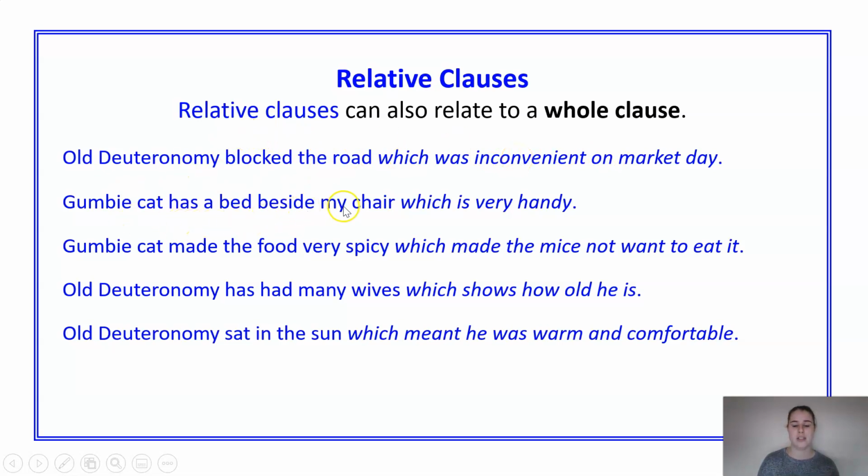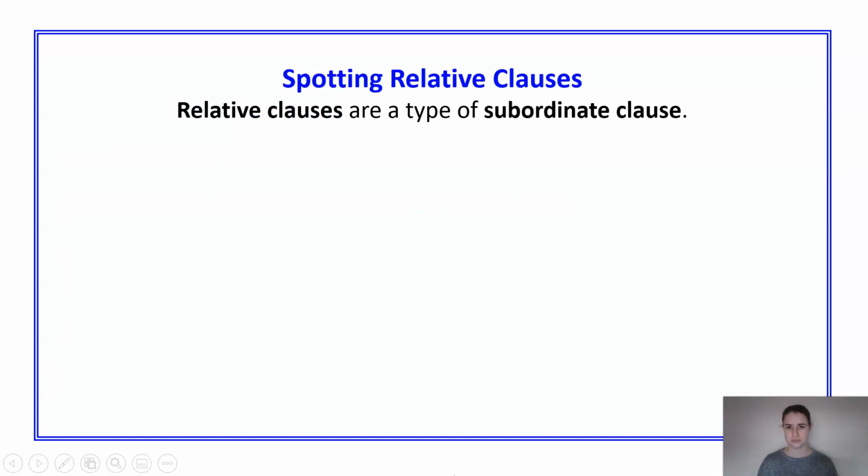Gumby Cat had a bedside chair, which was very handy. So the chair is very handy. Here we're talking about the spicy food that the mice don't want to eat. Here it says old Deuteronomy has had many wives, which shows how old he is. So here we've got a relative clause about him. And here it said he sat in the sun, which meant he was warm and comfortable. So that's linking back to him and the sun.